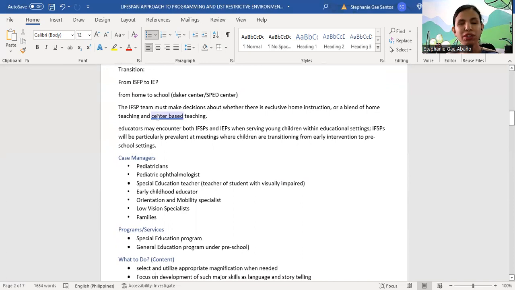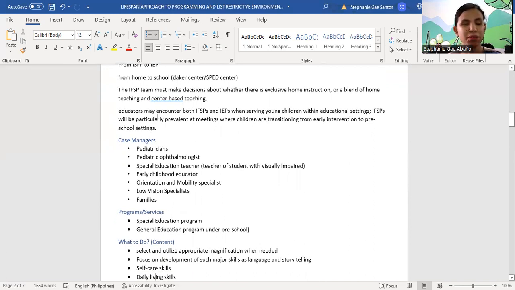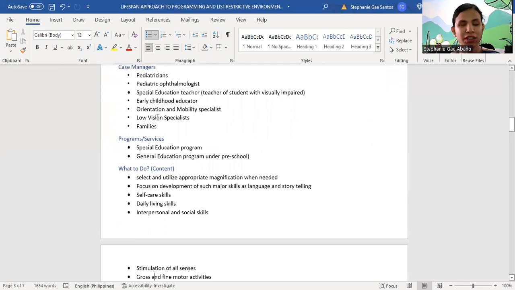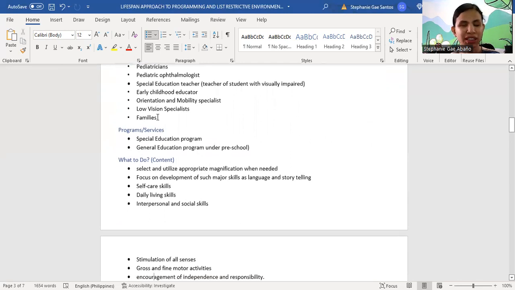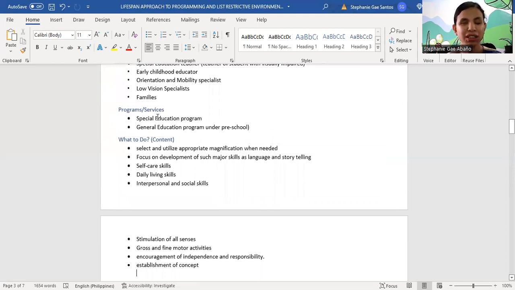select and utilize appropriate magnification when needed, focus on language skills, self-care skills, daily living skills, interpersonal and social skills, stimulation of all senses, gross and fine motor activities, encouragement of independence and responsibility, and last, establishing of concepts. As for the skills mentioned above, we are now introducing the ECC, or the expanded core curriculum, from the basic skills or areas of development as mentioned.